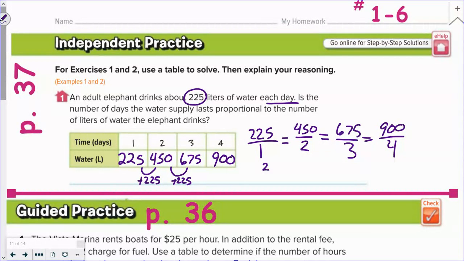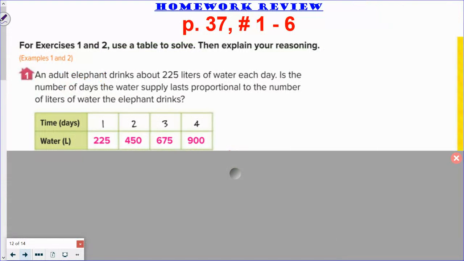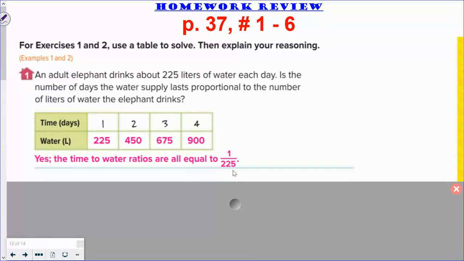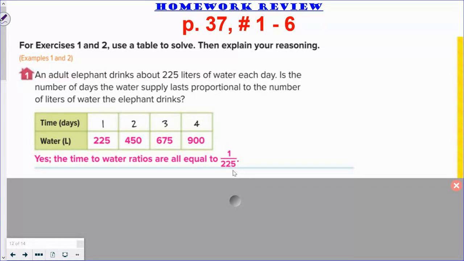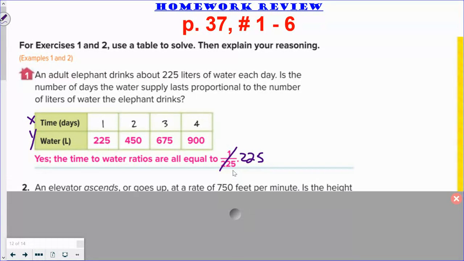So that's where we can actually reduce to 225, 225, 225, 225. So yes, this is proportional. So you would answer in your question that all the ratios equal, well, they kind of flipped it the other way. It would be 25. Because remember, we always take our y over our x when we do these.